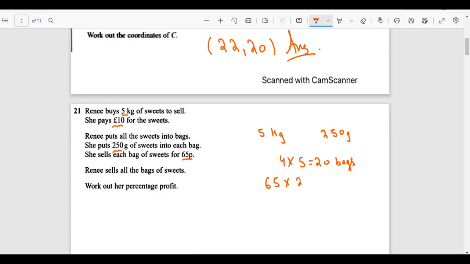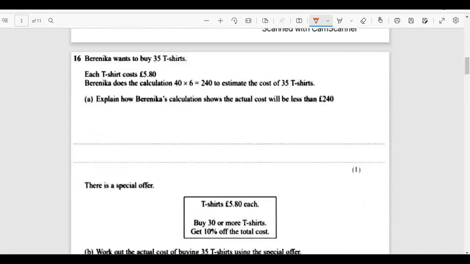So this into this would give you 1300 pence, and it would be 13 pounds. And this was 10 pounds. So it would be 30%. Very good. Yes, that is correct. Okay, let's talk about the next one.